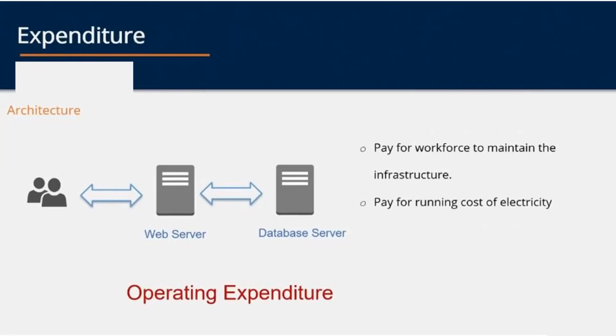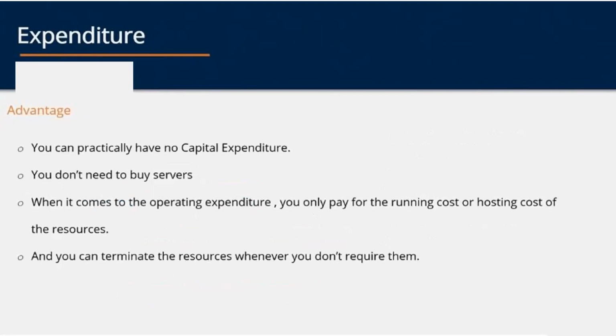Ideally, in a cloud world, you pay for the workforce to maintain the infrastructure and pay for running costs. In other words, once you buy all those things, you also need to have some employees taking care of them. That is what paying for workforce refers to. Pay for running costs. In other words, this is recurring expenditure and it happens every month. There are salaries and things like that. That is why it is referred to as operating expenditure.